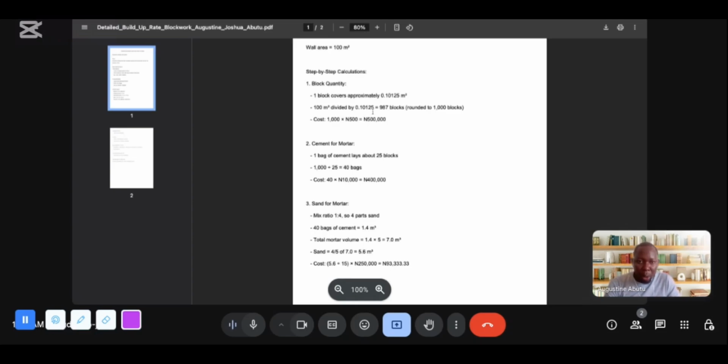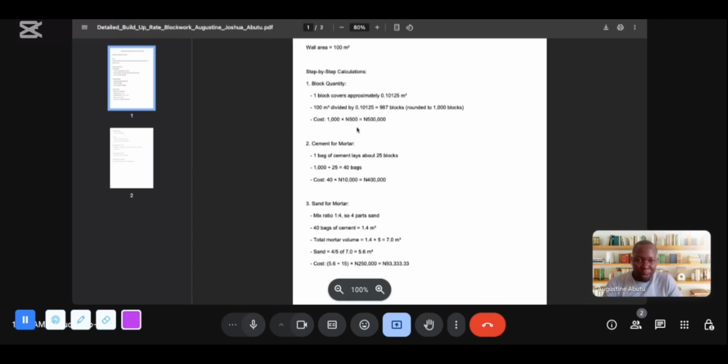So one block covers approximately 0.10125 square meters. We want to know how many blocks would cover 100 square meters, so we'll be dividing 100 by 0.10125. Our answer is 987 blocks. So we'll be rounding it up to 1000 to cover for waste.